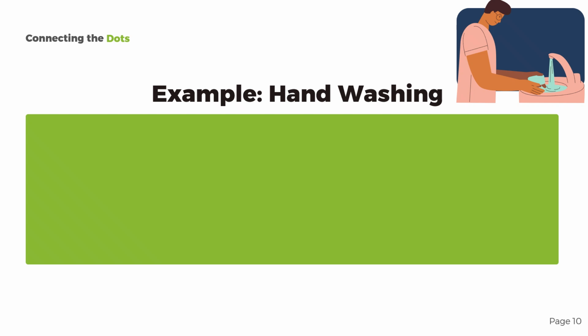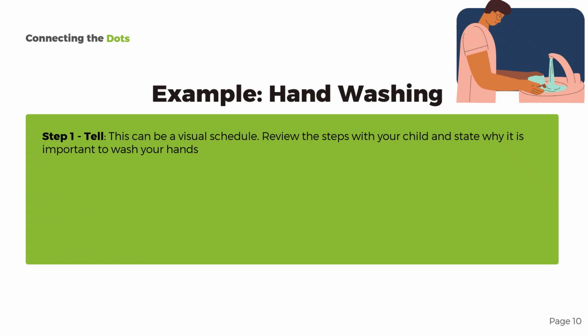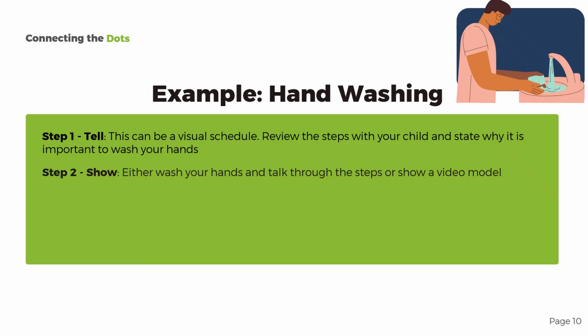One example that these 4 components can apply to is hand washing. So step 1, tell. This can be a visual schedule, so you'd review the steps with your child and state why it is important to wash your hands. Step 2, show. You could either wash your hands and talk through the steps, or you could show a video model of it.